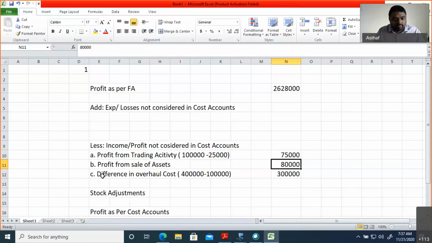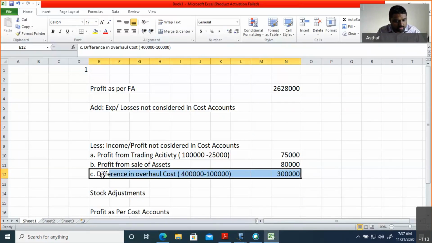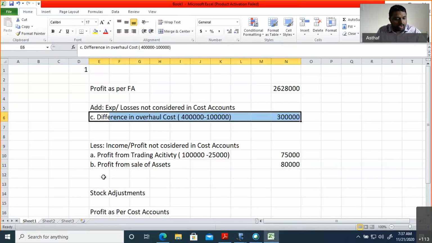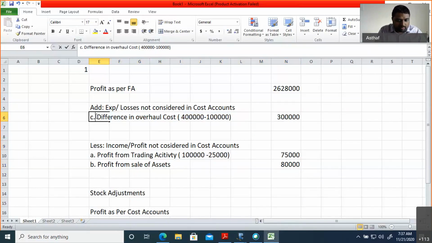Once again, cost profit will be more. This has to be done here. I made the column wrong. We discussed that properly, we have to add, because of the difference, we have to add, because cost profit will be more.